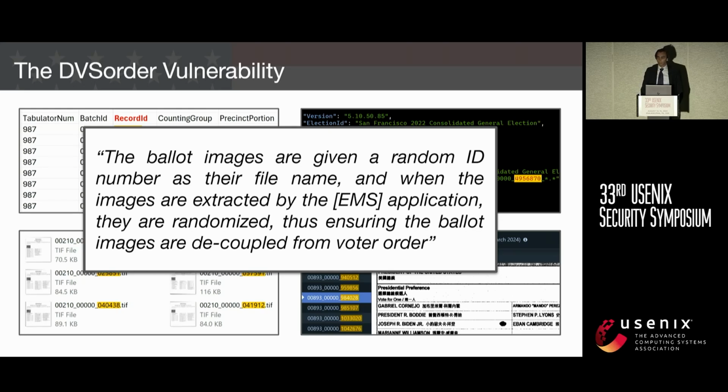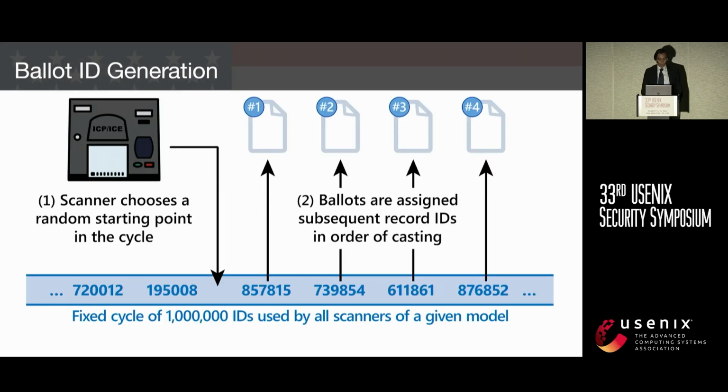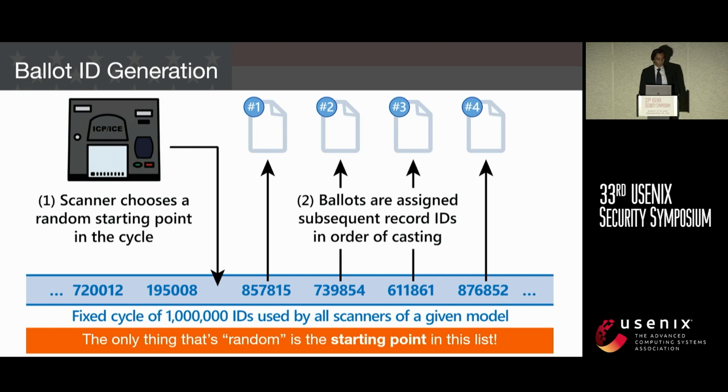But when we dug into the data, we seemed to notice some patterns. And eventually, after further analysis, we were able to completely break Dominion's pseudo-random number generator using only public information. It turns out that each machine uses the same fixed sequence of 1 million IDs, and it draws from this sequence in consecutive order. The only random element is the starting point in the list.